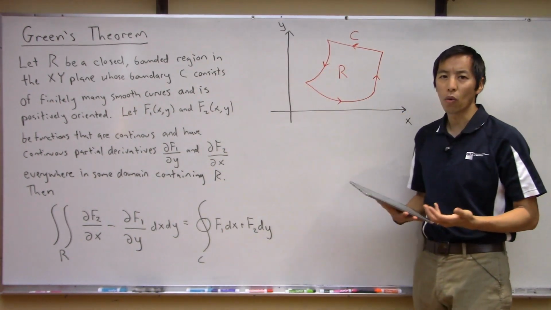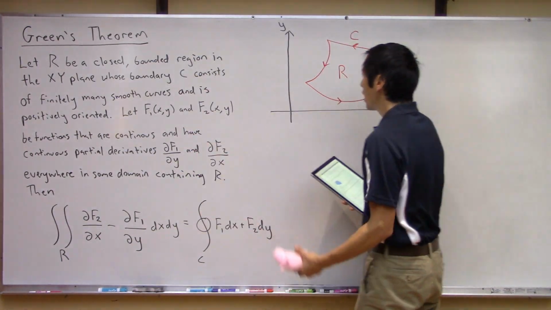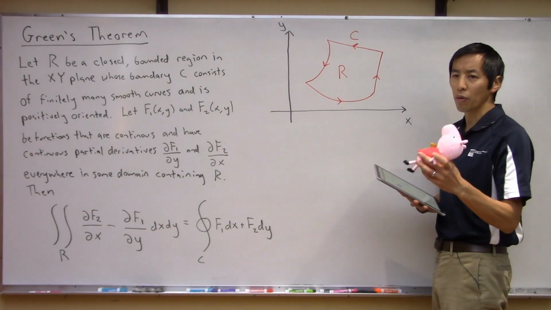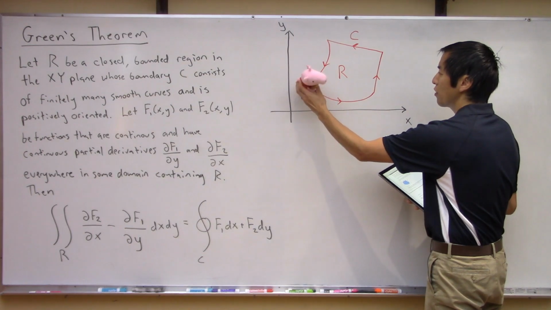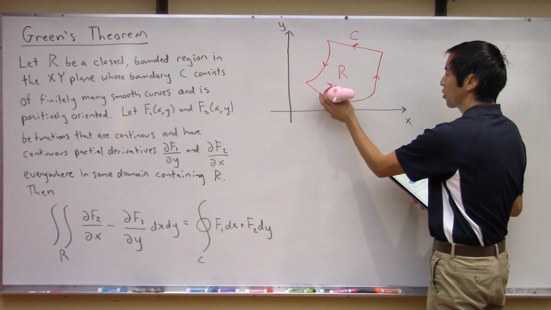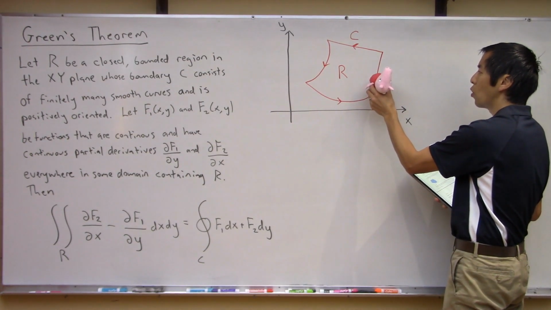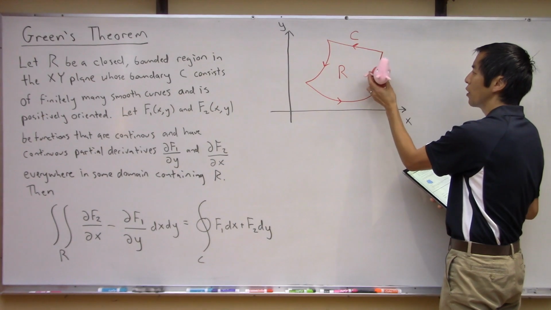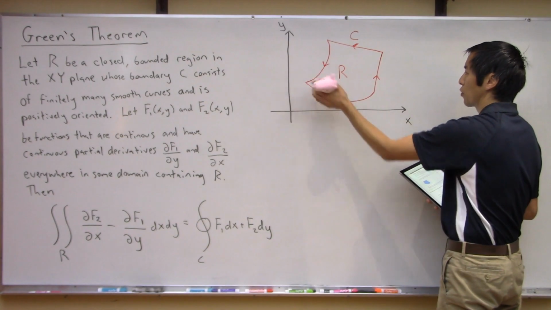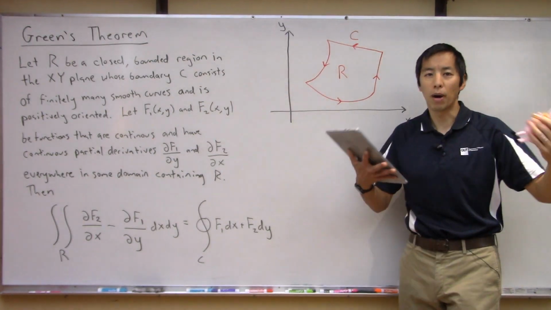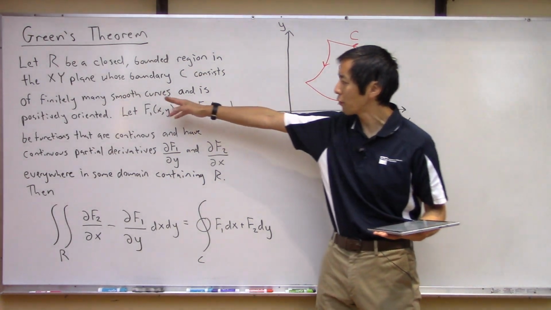So what positively oriented means is that if you were to walk along this boundary C in a specific direction, the region R is always going to be to your left. So again, I've stolen my daughter's little stuffed animal here, and you can imagine that this little stuffed animal is walking along the curve C, and the direction which is positively oriented means that they're walking in the direction so that the region R is always on the left-hand side of the person walking along this curve. So as you can see here, I've drawn arrows to denote the positively oriented direction. Okay, so if we're okay with that, I think that's the first sentence.